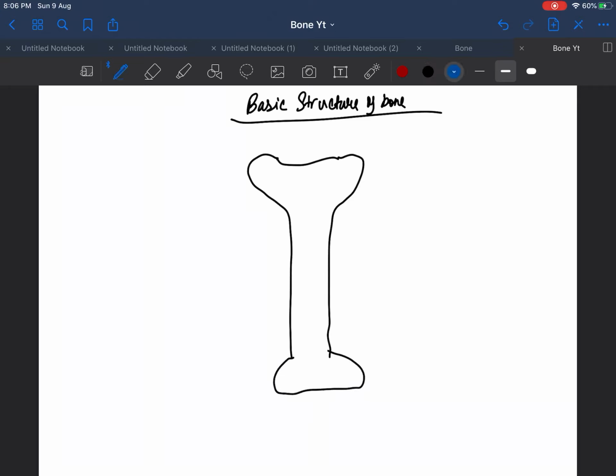So a bone consists of two parts, the cortex and the medulla. The center of the shaft is known as the medullary cavity, and this consists of something we all know, which is known as the bone marrow.